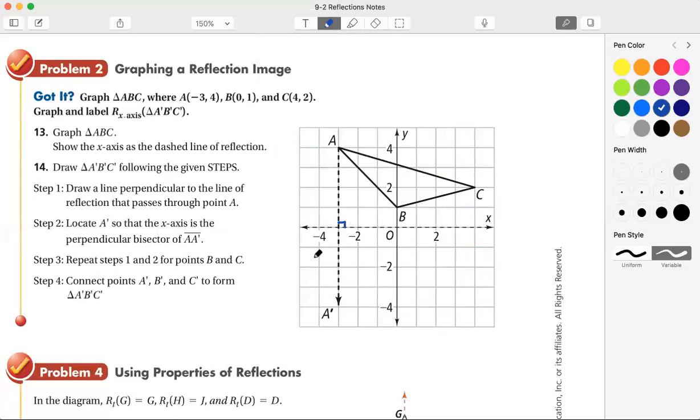All right, locate A prime, so it's the perpendicular bisector. So here's A prime, and it's the same number of units, done. Repeat the same steps. So B right there is 1 unit, so we want 1 unit away, there's B prime. C is 2 units away this way, so it's going to be 2 units away this way. So there's C prime. Here we go, we will connect the dots, and there is my reflection.